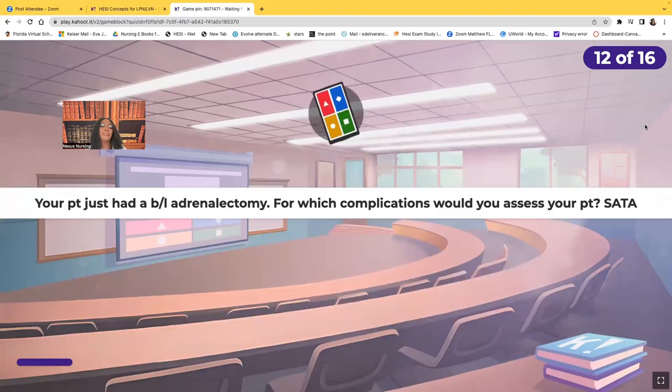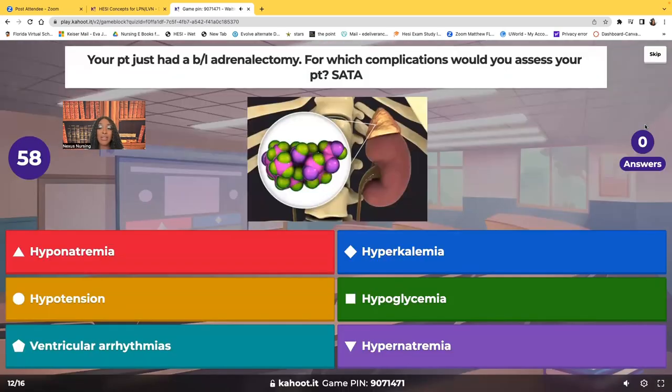Select all that applies. Your patient just had a bilateral adrenalectomy. For which complications would you assess your patient? They just had a bilateral adrenalectomy. Which complications are you going to be watching out for? Here are your choices. Hyponatremia, hyperkalemia, hypotension, hypoglycemia, ventricular arrhythmias, hypernatremia. With a bilateral adrenalectomy, what complications do you expect to see?